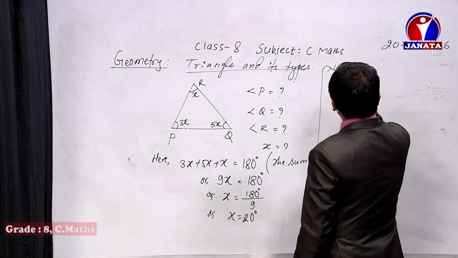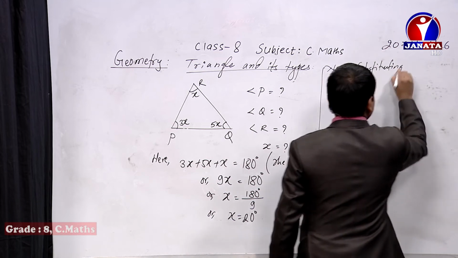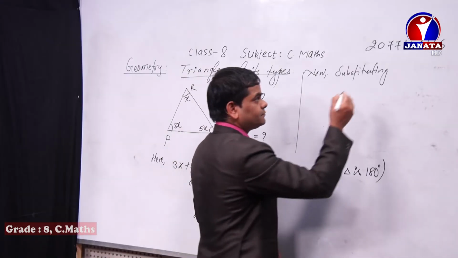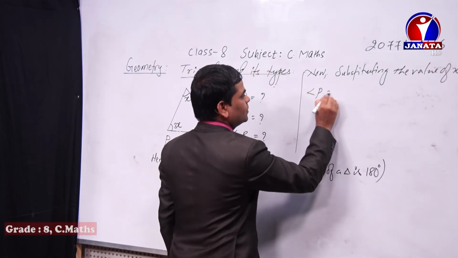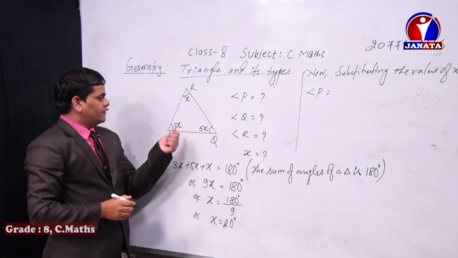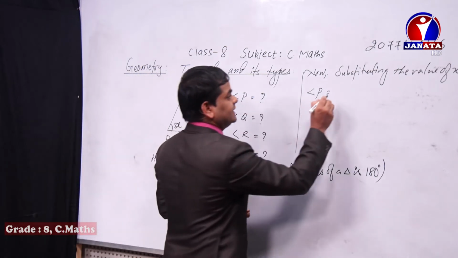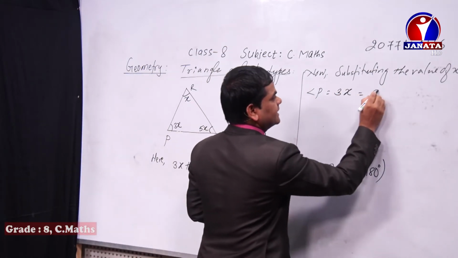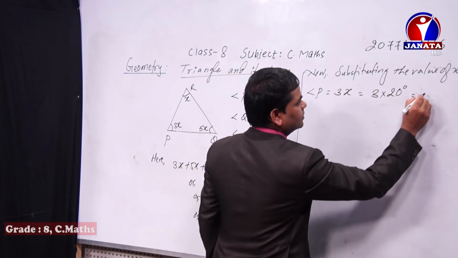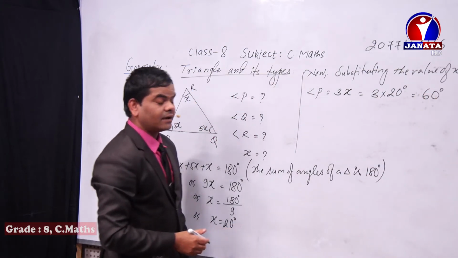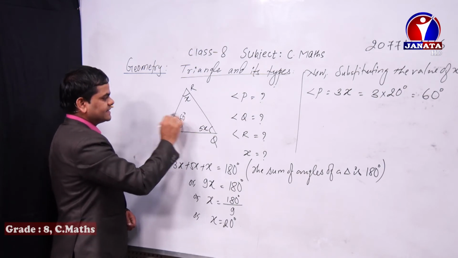Now substituting the value, what you have to write? Putting the value of x, angle P equals, what is the value of angle P? In the question, there is 3x. So 3x equals 3 times the value of x, which we just got as 20 degrees, equals 60 degrees. So we got the measurement of angle P as 60 degrees. It means the measurement of this angle came as 60 degrees.